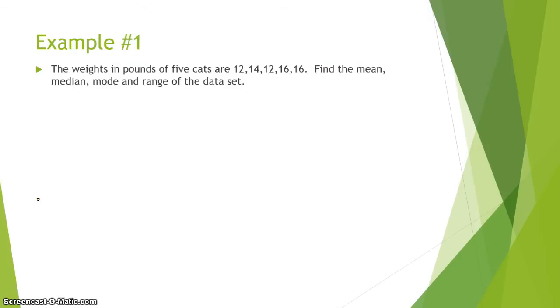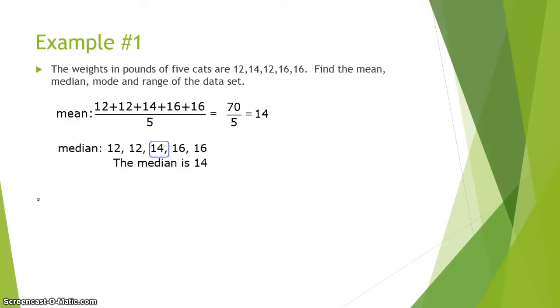So we're just going to get into some examples working with mean, median, mode, range. So here they have the weight in pounds of 5 cats, which are 12, 14, 12, 16, and 16. They want us to find the mean, median, mode, and range of the data. So to find the mean, we're going to add them all up. They add to be 70. There are a total of 5 numbers, so 70 divided by 5 is 14. That would be your mean.